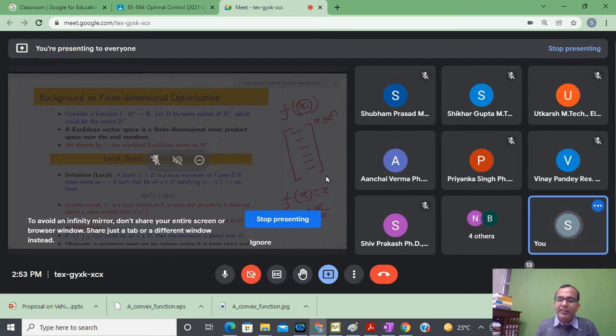Priyanka, what do you think? Sir, whatever the answer, the minimum value is minus infinity. Anchal, that is okay. Shiv Prakash, what do you think? Do maxima and minima exist for this? Actually, sir, no, they do not exist.